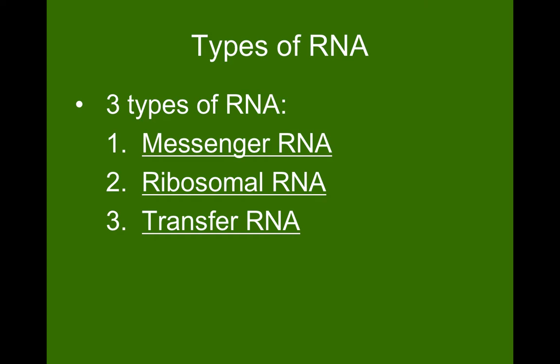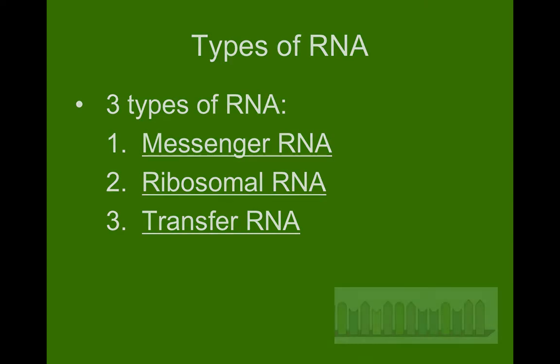So what we're going to do is look at the three different types, talk a little bit about where we find them and what they do, and then we'll summarize things with our concept map, our graphic organizer about RNA.